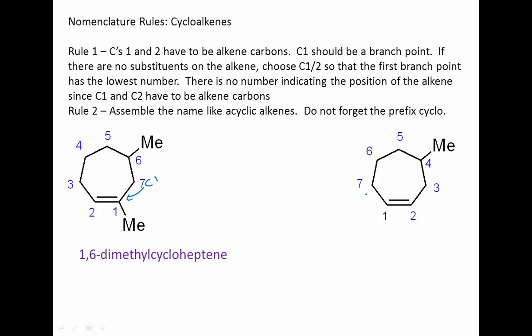In the other compound, we have the choice as to which carbon is going to be carbon 1 or carbon 2. If we choose this carbon as carbon 1, which I've designated already as being carbon 1, what you can see is that we get to the branch point, 1, 2, 3, 4, at carbon 4. If we choose this as 1, that means this has to be 2, 3, 4, 5, 6. We wouldn't get to the branch point till C6. So this compound thus becomes 4-methylcycloheptene.